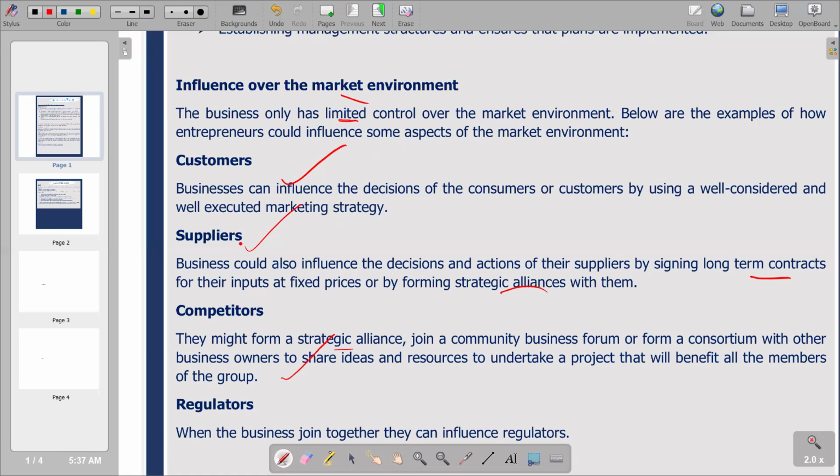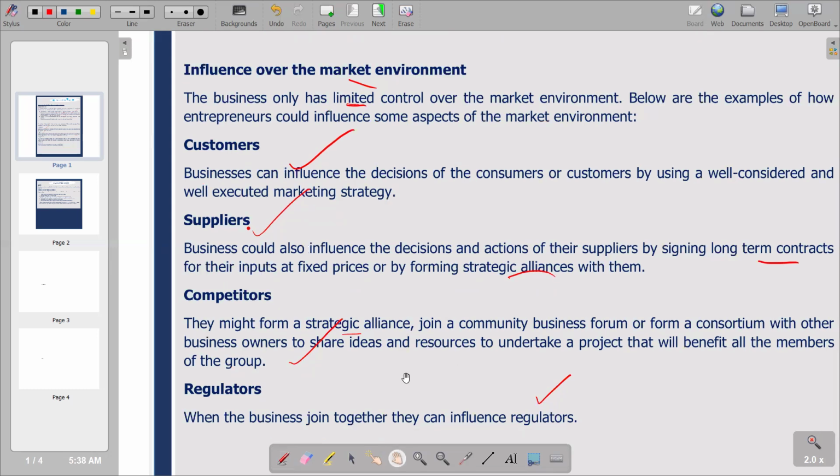Then I also have regulators. We are saying if businesses join together, they can influence regulators. So it means an individual business cannot control regulators, but if they join together, they can now be able to influence regulators. So thereby we are saying they are controlling the regulators. So basically that's what we have in terms of the regulators.